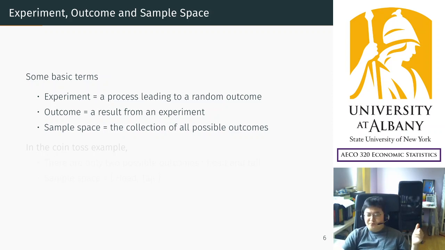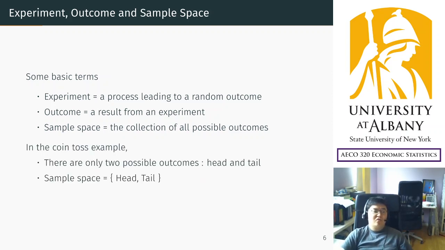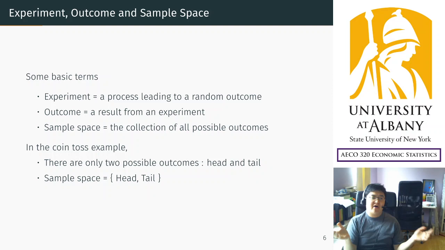So when you toss a coin, there are only two possible outcomes, head or tail. Then the sample space is just the collection of them, right? So the sample space tells you what the possible outcomes are.